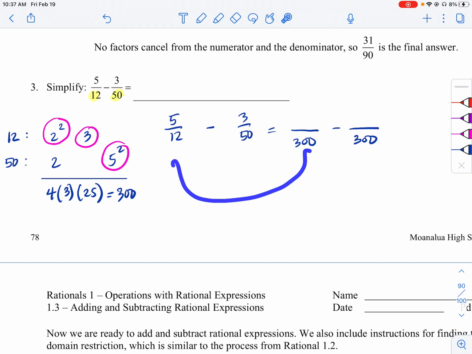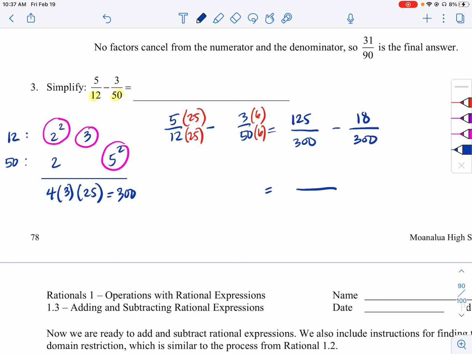You can also do it the other way around. What's 300 divided by 12? 300 divided by 12 is 25. So I have to multiply the bottom by 25 to be 300. And of course, I would have to do the same on the top. What do I multiply the 50 by to become 300? In other words, what is 300 divided by 50? That is a 6. So I multiply the bottom by 6. I would have to do that also on the top. So 5 times 25 is 125. 3 times 6 is 18.